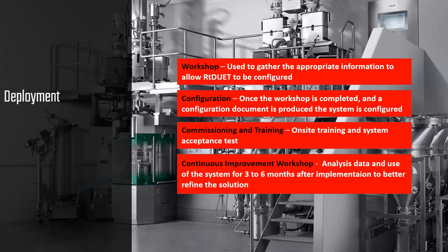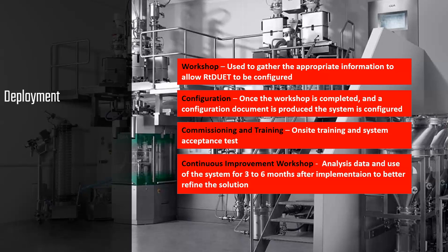As mentioned earlier, RtDUET is best implemented through a solution approach, meaning we don't simply drop off the application and hope you figure out how to use it. We take a four-step process to implementation. We start with an upfront workshop to understand your specific requirements, define the time usage model and our KPIs, build out the reason code tree, and define any custom reporting requirements.